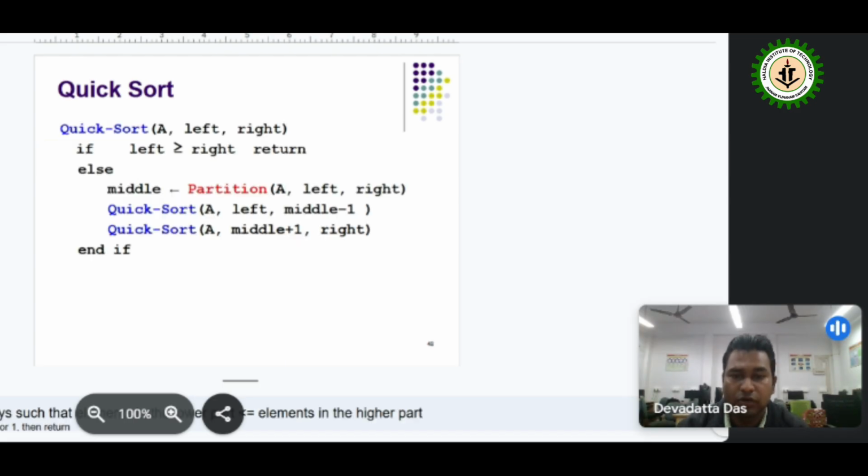Here is the algorithm of quick sort. QuickSort(left, right): if left is greater than or equal to right, return; else middle = partition(left, right), and QuickSort(left, middle minus 1), and QuickSort(middle plus 1, right). End if.